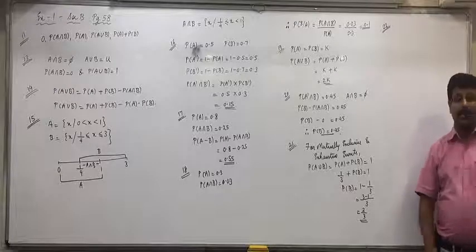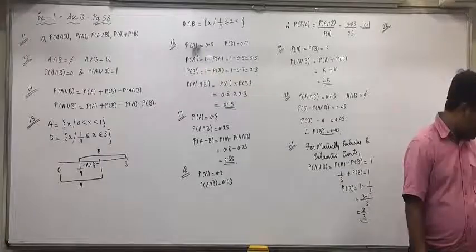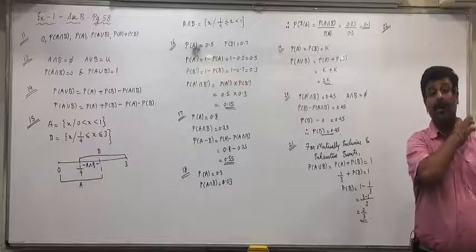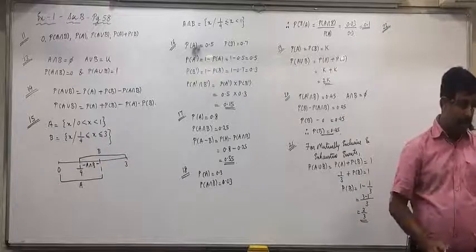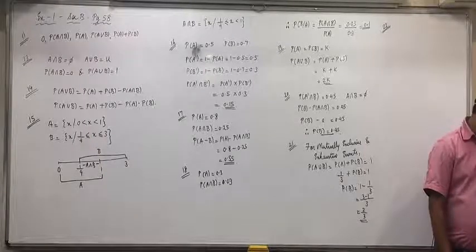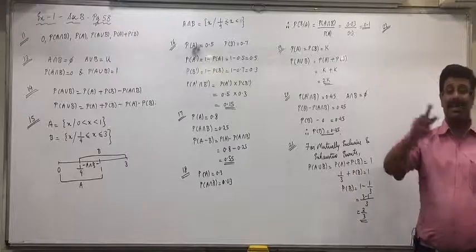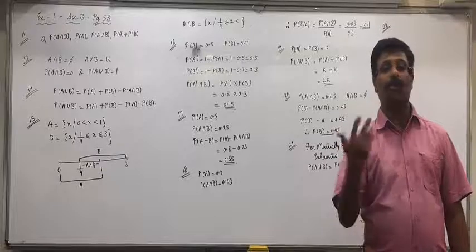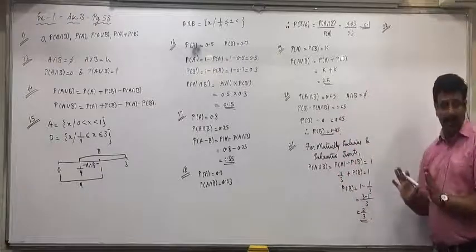This is a common sense question even if you don't use probability. 2% items in a lot are defective. 2% are defective means what will be the probability if it is given in percentage? 2 upon 100, 0.02. What is the probability that an item randomly selected from the lot is not defective? It's a common sense question. If 2% are defective, then non-defective 98%, 0.98, complement. Okay, but we have to solve it using probability.